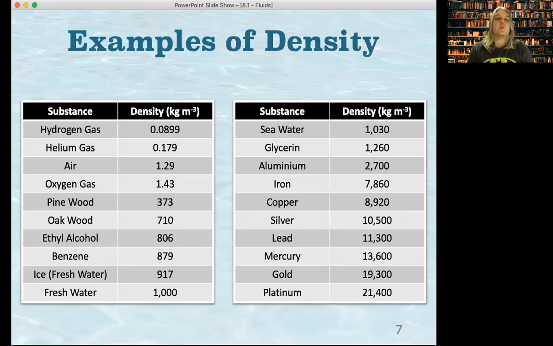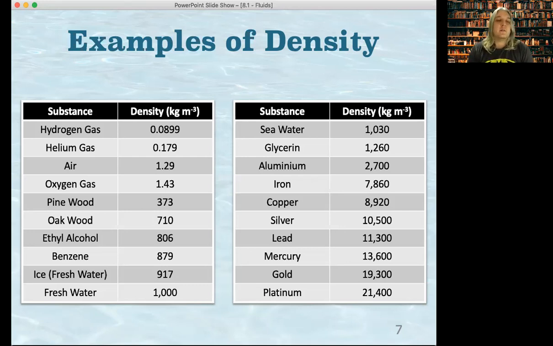We then jump up to woods. Various woods have different densities, but we can see pine is 373, oak 710. So just keep visualizing that cubic meter, a big block of wood. It could be anywhere from 300 to 800 kilograms for that one cubic meter.